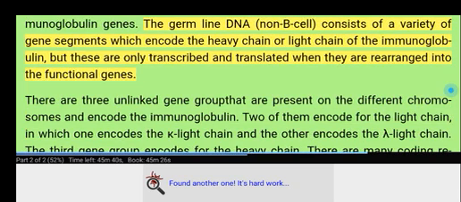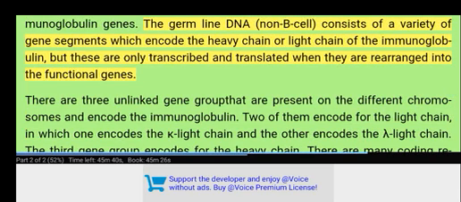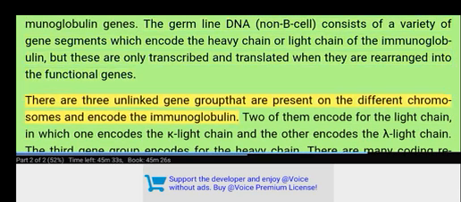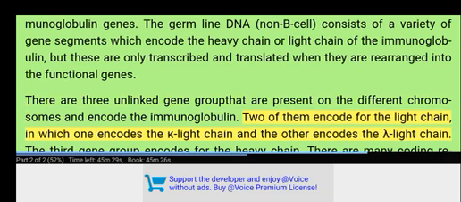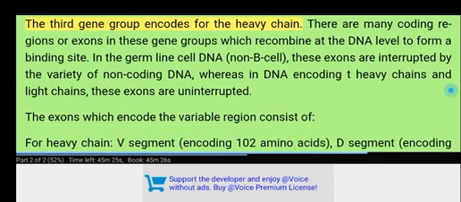The germline DNA of a non-B cell consists of a variety of gene segments which encode the heavy chain or light chain of the immunoglobulin, but these are only transcribed and translated when they are rearranged into functional genes. There are 3 unlinked gene groups present on different chromosomes that encode the immunoglobulin. 2 of them encode the light chains, in which one encodes the kappa light chain and the other encodes the lambda light chain. The third gene group encodes the heavy chain.